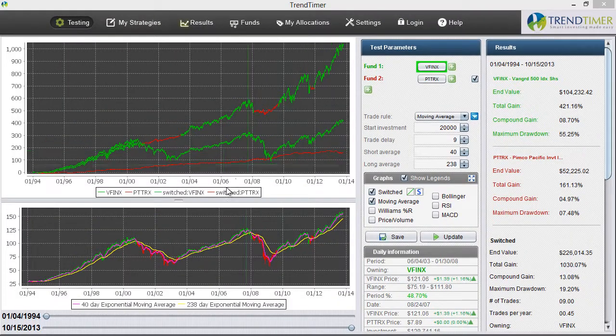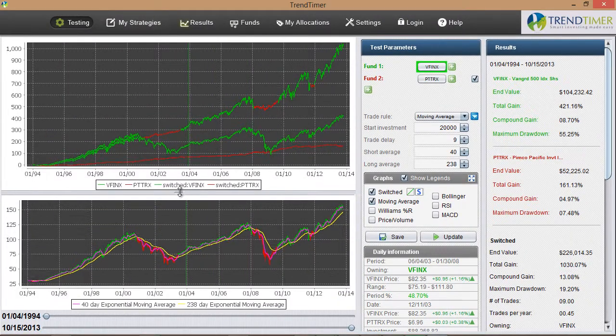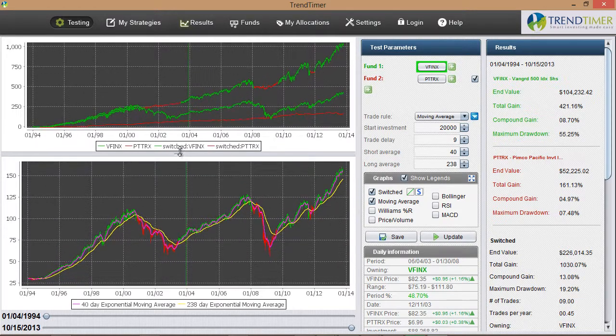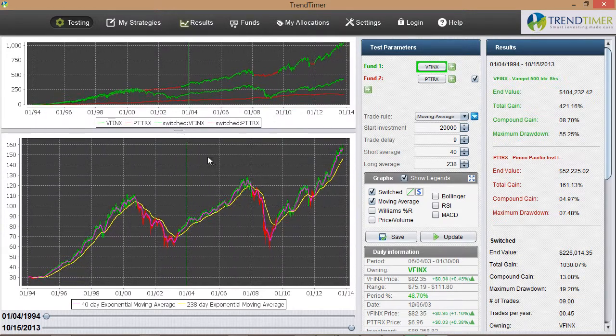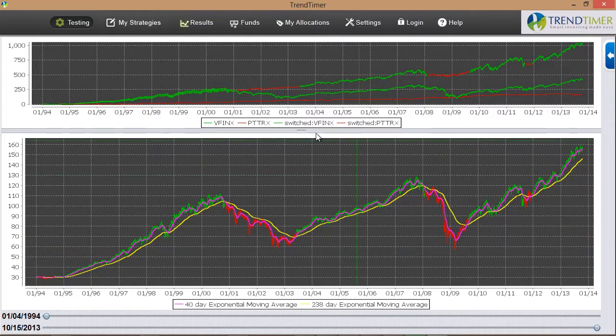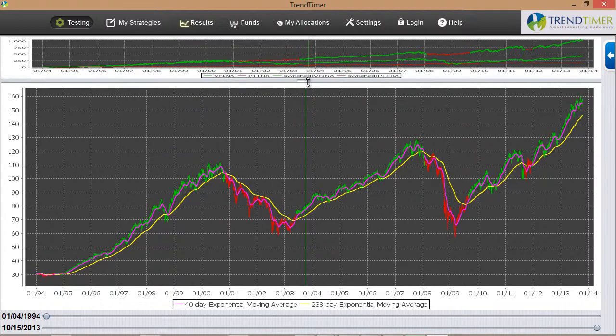And the graph for this can be seen in the bottom here. I can expand the graph a little bit to get a better look. I can actually click on the icon here to make it full screen. So the short average is the purple line here. The green line and the red line are the S&P 500 index fund. And the yellow line is the long average.